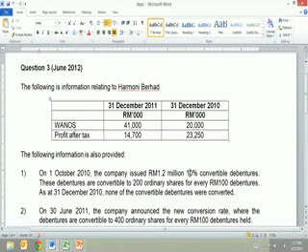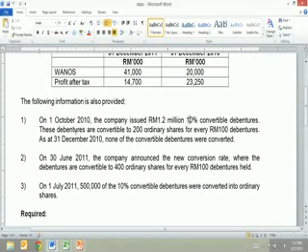The weighted average number of ordinary shares for the year ended 31st December 2011 is 41 million, while for the year ended 31st December 2010, it is 20 million. The profit after tax is 14.7 million for 2011 and 23.25 million for the year ended 31st December 2010. There are three additional pieces of information supplied here.